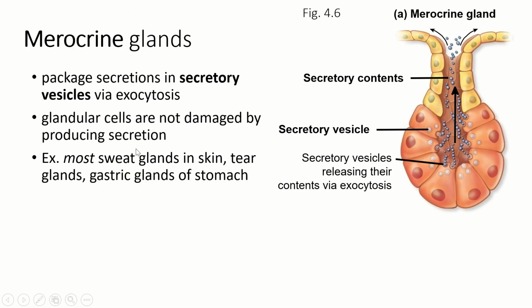Now there are three kinds of glands, and they are distinguished by the way they secrete their contents. Merocrine glands are the simplest. They're just going to build up secretions in vesicles and secrete using exocytosis.